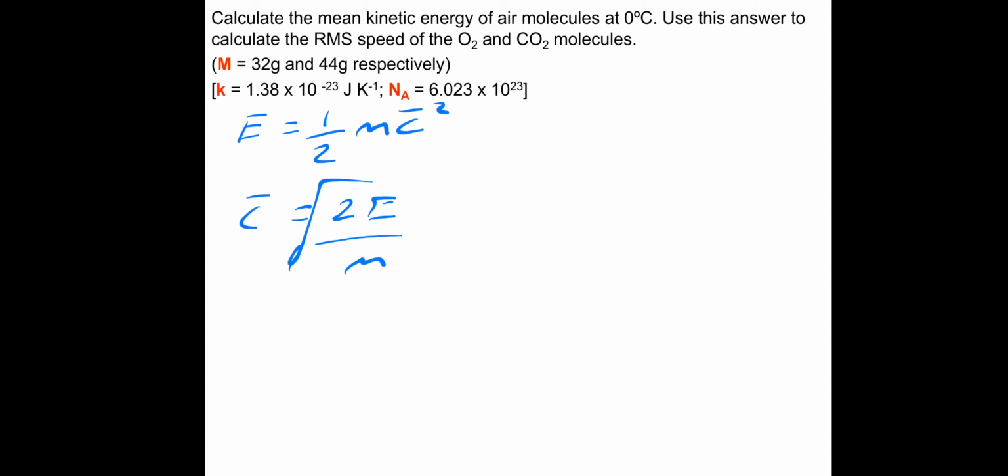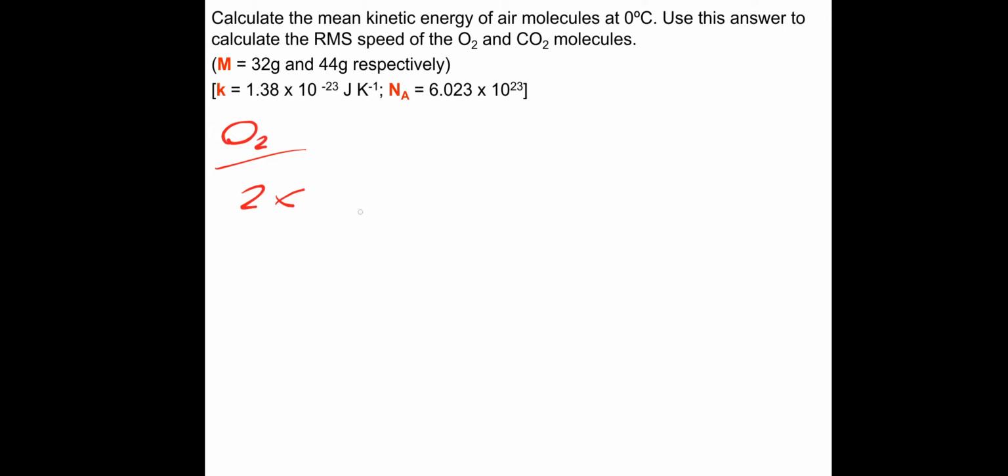So equation wise, I'll just write this down. So it's half m c bar squared. So c bar is equal to 2 times the energy divided by the mass, square rooted. Okay, that's what we're going to use. So let's make some substitutions. I'm going to do O2 first. So we've got speed is 2 times energy divided by the mass, square rooted.